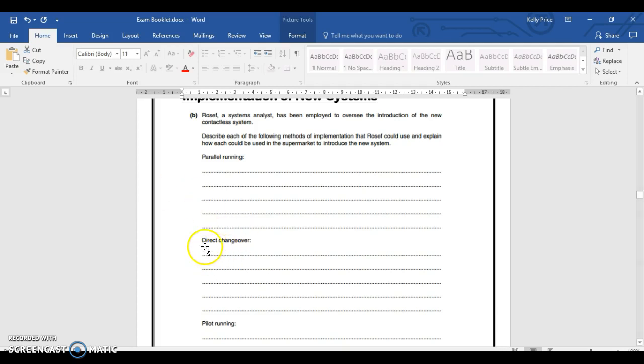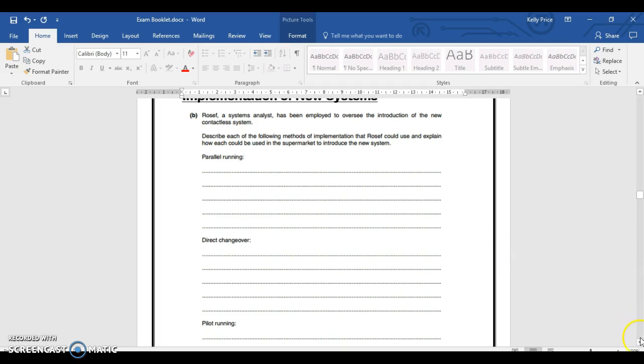Direct changeover, again, is what it says on the tin. So direct changeover is when basically they just completely take out the old system and put in a new system. So there won't be any trace of the old chip and pin system or the old payment system whatsoever, okay, because they've gone and just straight away put in a new system. So obviously the advantages of the direct changeover is there isn't a confusion of two systems running together.